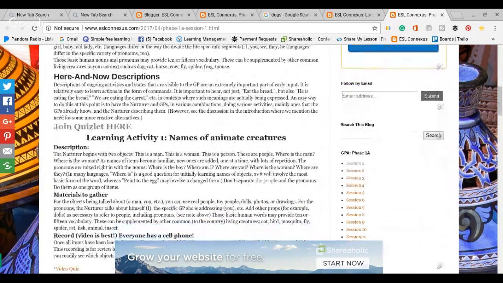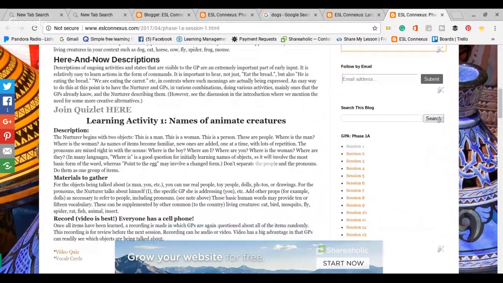So this lesson, we're talking about the here and now descriptions. Descriptions of ongoing activities and states that are visible to the GP, the growing participator, that's the student, are an extremely important part of early input. It is relatively easy to learn actions in the form of commands. It's important to hear not just "eat the bread," but also "he is eating the bread," "we are eating the carrot," etc., in context where such meanings are actually being expressed.